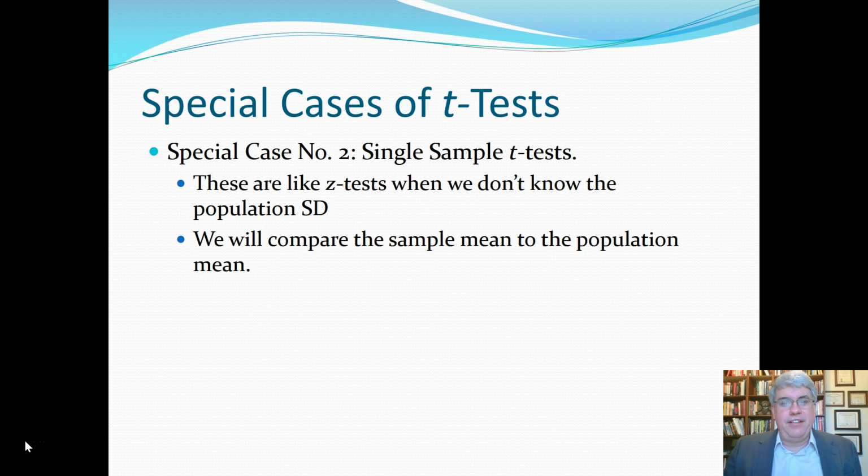Let's look at a second set of special cases of t-tests. These are going to be the single sample t-tests where we compare one sample mean to the population mean. So this is a lot like the z-tests, except with the z-tests, we don't know the population standard deviation. Well, no, with the t-test, we don't need to know the standard deviation of the population, whereas in the z-test, we do need to know that standard deviation.